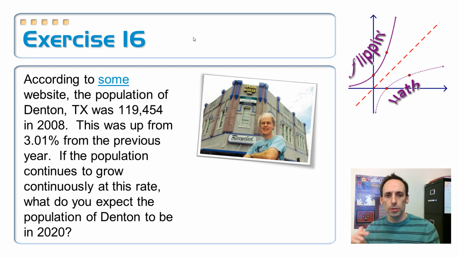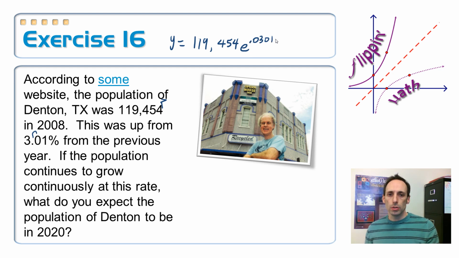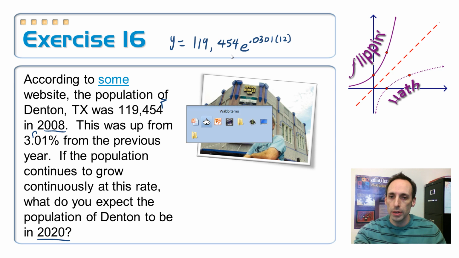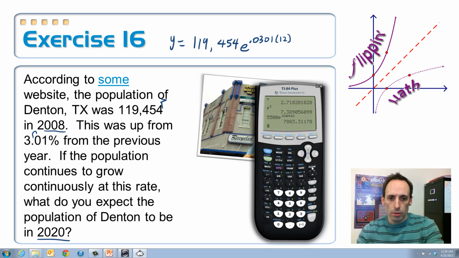I'm going to write it up here so that I can see it with a calculator. Y is equal to P, the principal, and that principal is the amount that I start with, 119,454, times e to the r. My r rate is right there, written as a decimal, 0.0301, to the t. This was 2020 from 2008, I think that was 12 years. So you'll see how easy it is to use this formula.